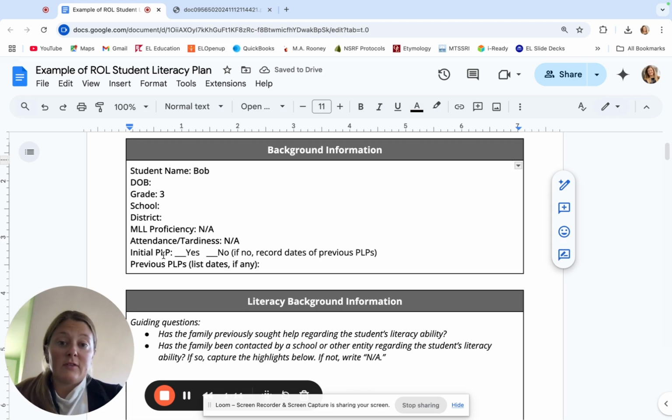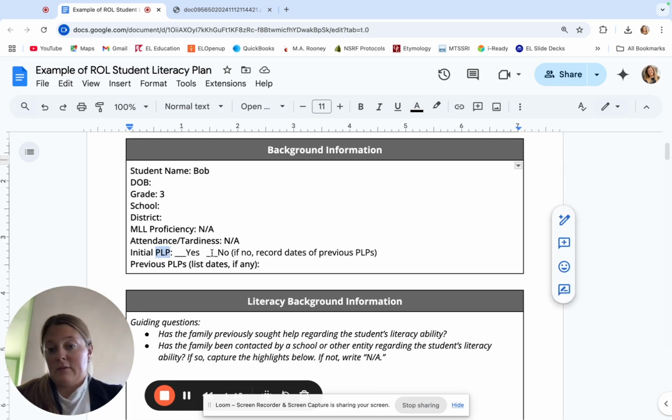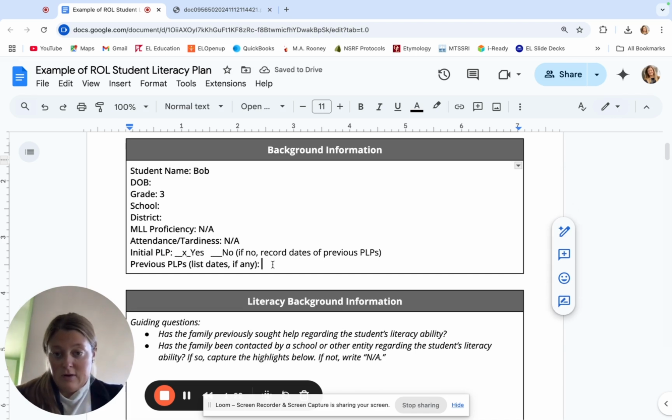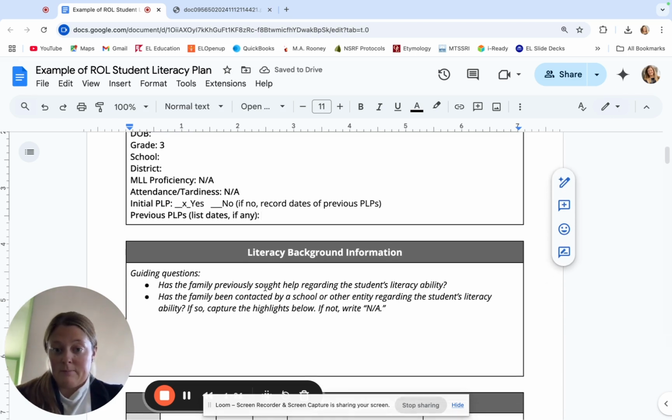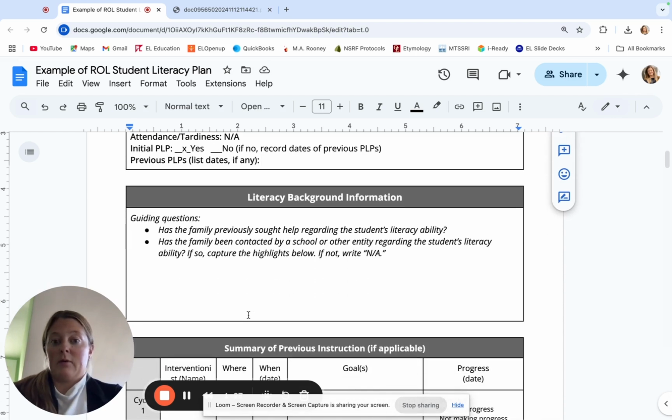And as far as I know, this is the first personal literacy plan. That's what a PLP is for this student. So yes, this is the initial one, and there are not previous ones, so I will not list them. All right, next portion here, literacy background information.